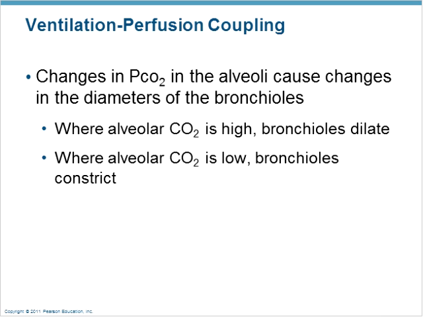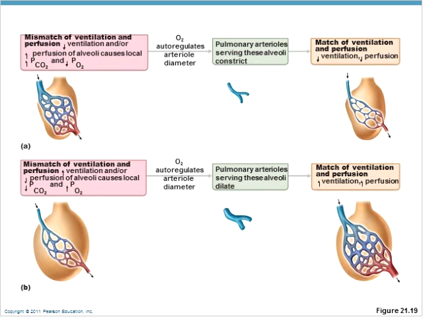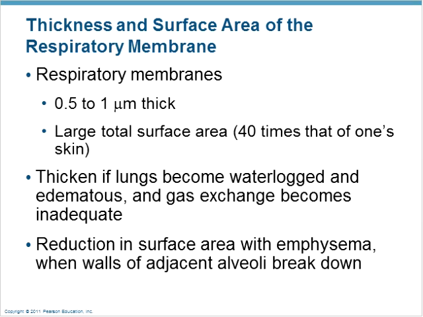Changes of PCO2 in the alveoli cause changes in the diameters of the bronchioles also. Where the alveolar CO2 is high, the bronchioles dilate. Where the alveolar CO2 is low, the bronchioles constrict. Almost the opposite. And this takes you through that step-by-step process as you're looking at what happens as O2 is regulated in the alveolar constriction.